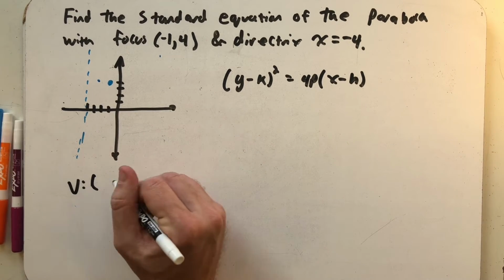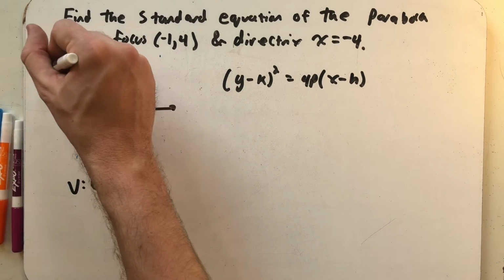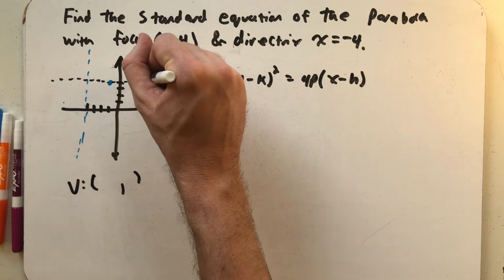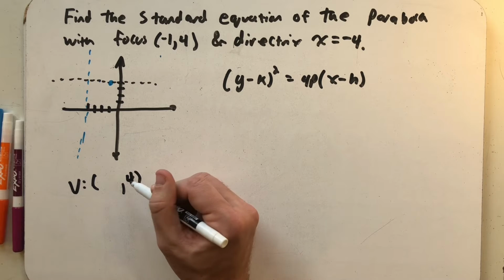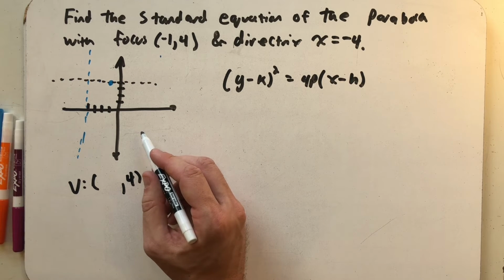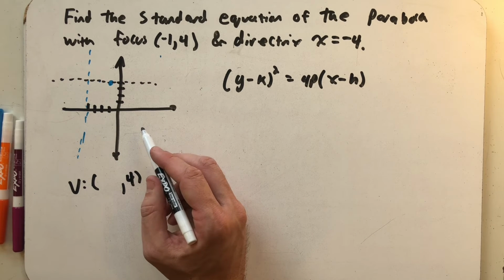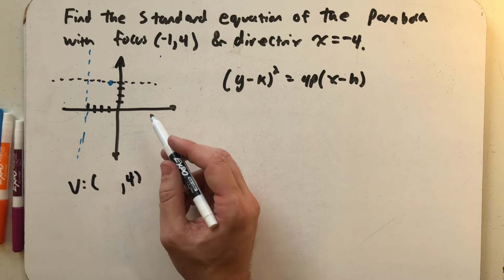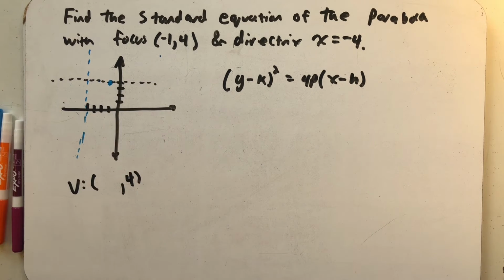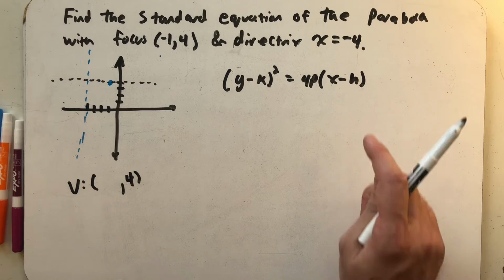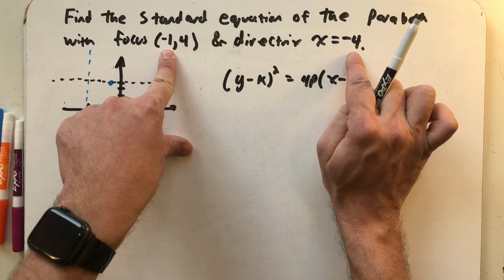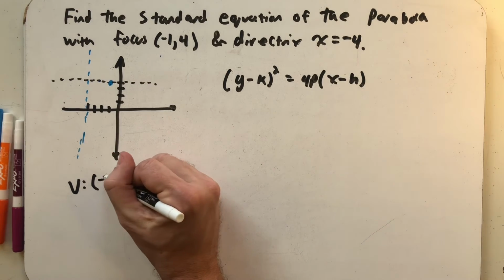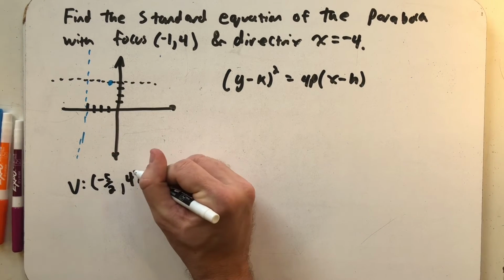Well, let's track down that vertex. I know it lies on the axis of symmetry, which means it's going to have a y-coordinate of 4. And now all I need to do is think about halfway between the directrix and the focus. So I always just like to think about an average. -1 plus -4 is -5, divided by 2 is -5/2.